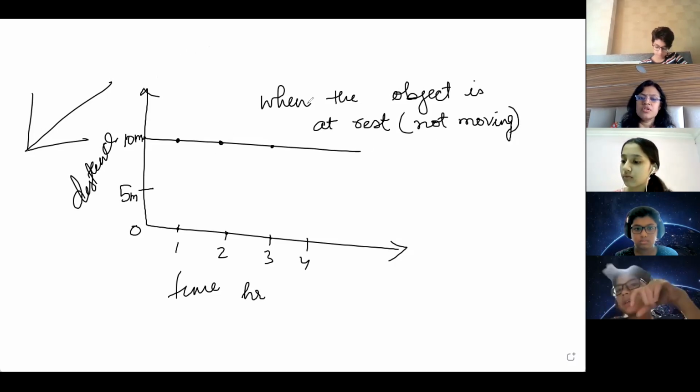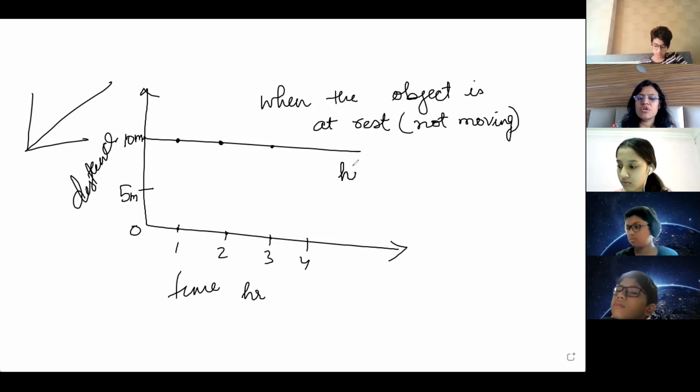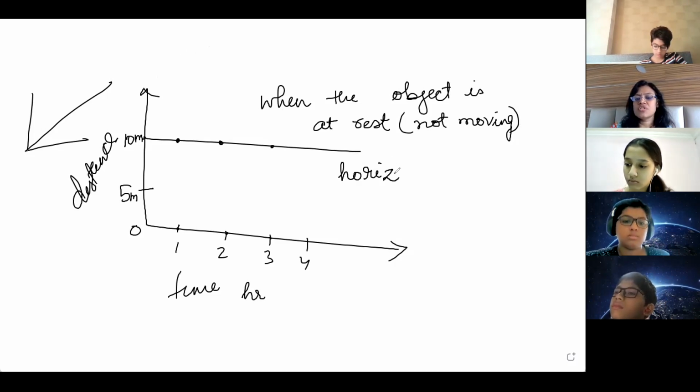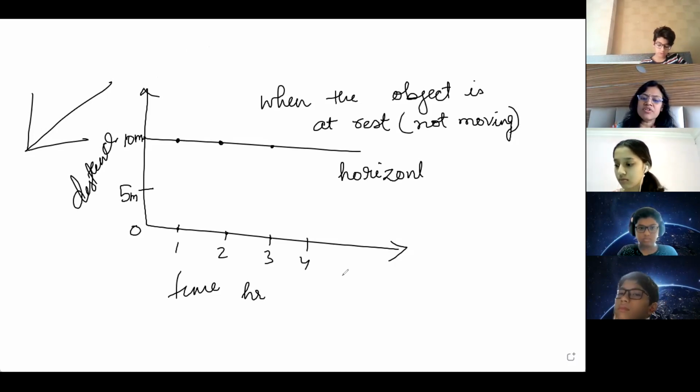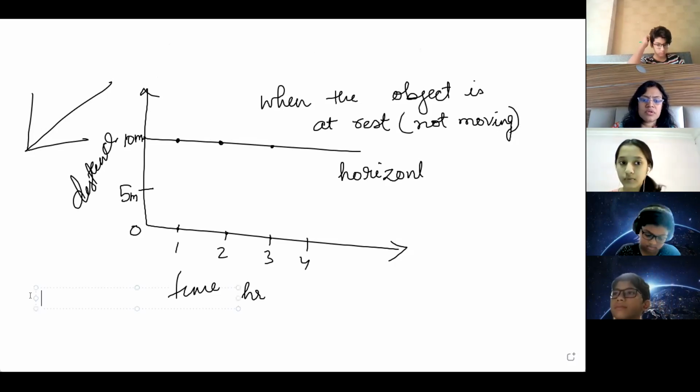Ma'am, can we write this? Yeah. So when the object is at rest, you get graph is horizontal straight line. Okay, so horizontal straight line distance, you can write the statement when distance time graph is a horizontal straight line. Should I write over here? Yes, ma'am.